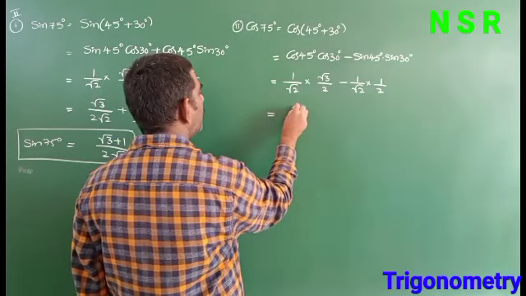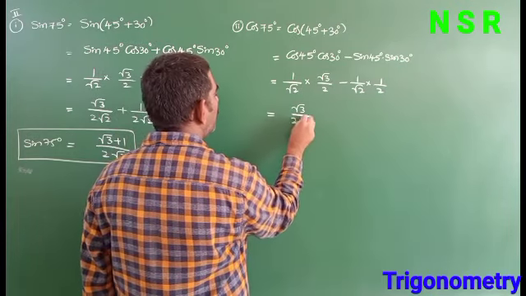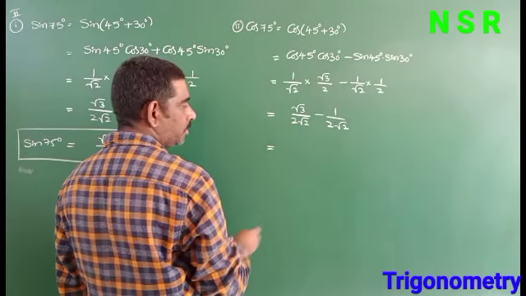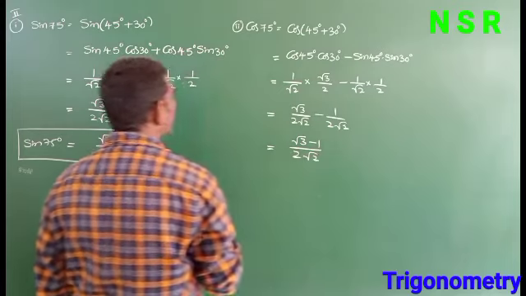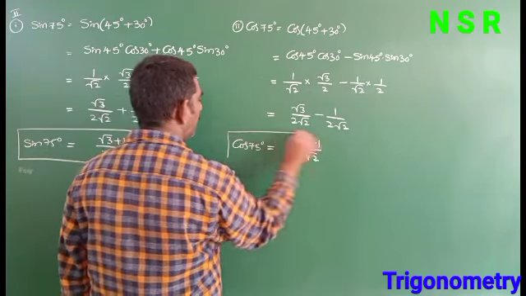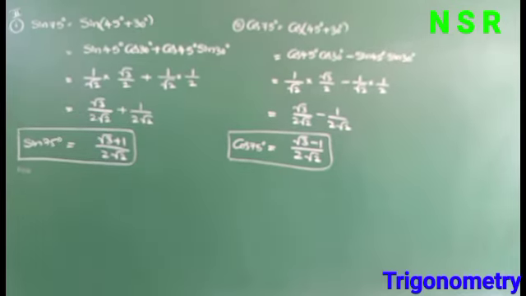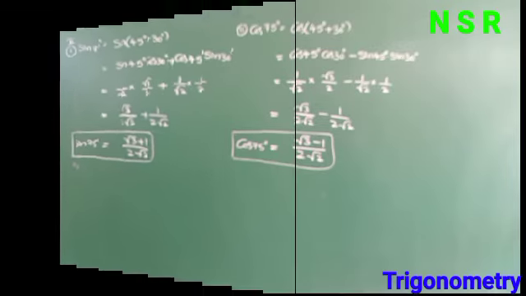Now root 3 by 2 root 2 minus 1 by 2 root 2. So here LCM is 2 root 2. So we get (root 3 minus 1) by 2 root 2. So this is the value of cos 75. So sin 75 value is (root 3 plus 1) by 2 root 2 and cos 75 value is (root 3 minus 1) by 2 root 2.